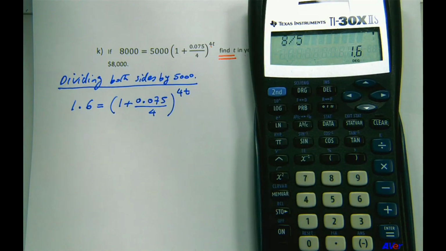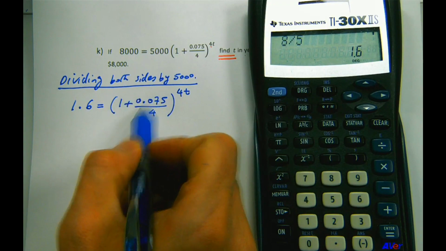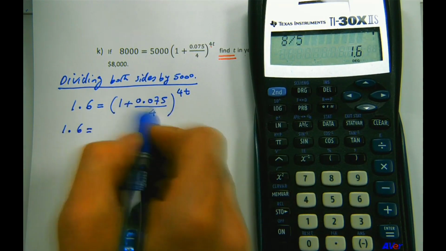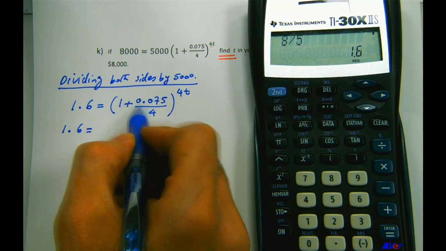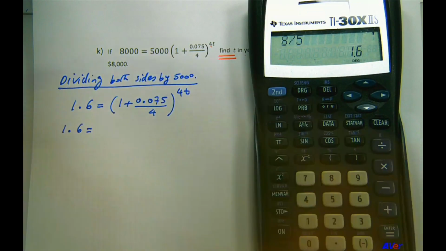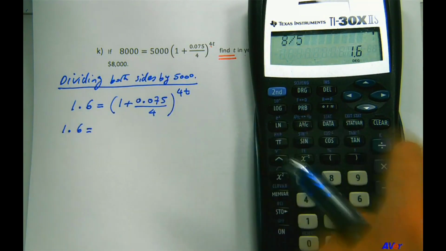Okay, now let's see what's inside the parentheses. Let's calculate that. Right now it's two terms. We want to calculate this and combine them so we have just one number, rather than 1 plus that, we have just one number, right? So let's do that.